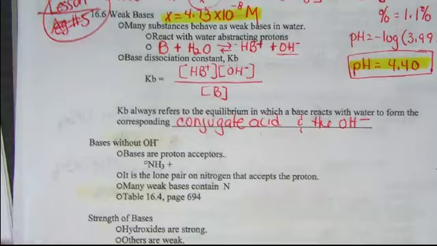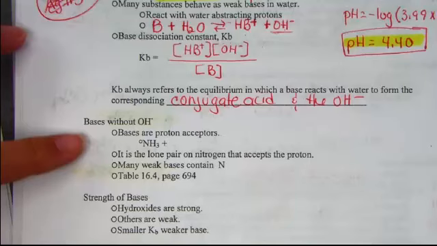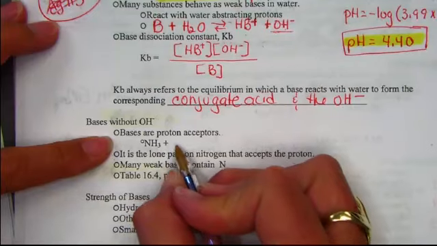There are some instances where we have compounds that, through the Bronsted-Lowry definition, are indeed basic, but they don't necessarily end with an OH negative. Bases without hydroxides can very often act as a Bronsted-Lowry acid or a base. Ammonia is a very good example.